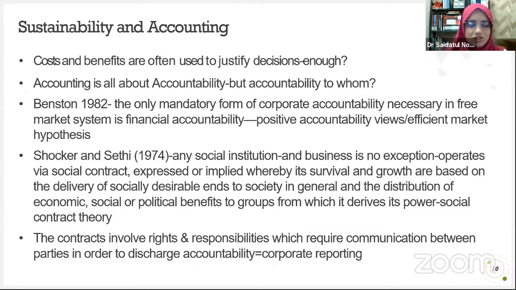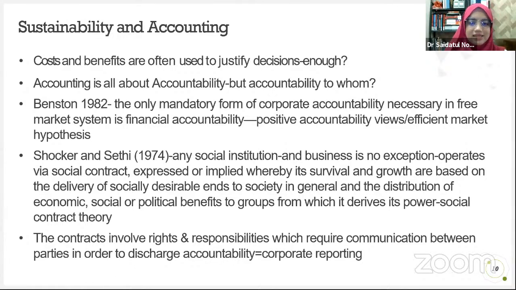But Shocker and Sethi, 1974, said that any social institution, and business is no exception, business is also part of social institutions, operates via a social contract, expressed or implied, whereby its survival and growth are based on the delivery of socially desirable ends to society in general, and the distribution of economic, social, or political benefits to groups from which it derives its power. That is social contract theory. So this is from social contract theory.